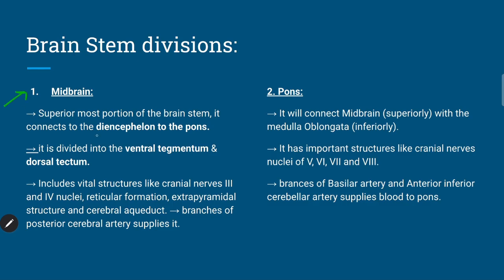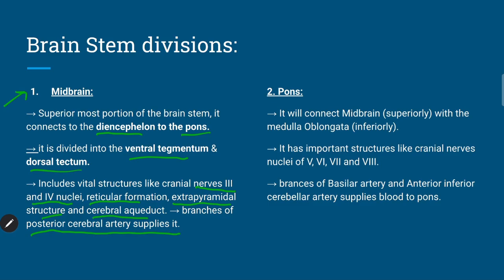That is the most superior portion of the brainstem, and it will connect the diencephalon to the pons. It is divided into ventral tegmentum and dorsal tectum. Just remember the names. It includes vital structures like cranial nerve 3 and cranial nerve 4 nuclei. It will also house the reticular formation, the extrapyramidal structures, and the cerebral aqueduct.